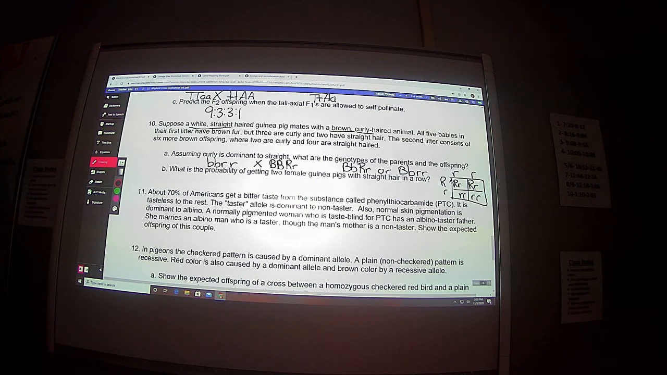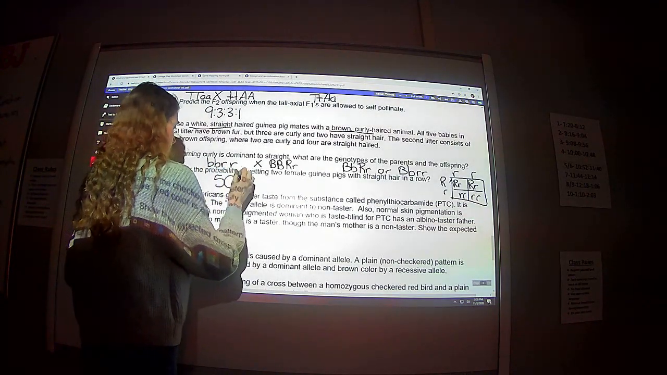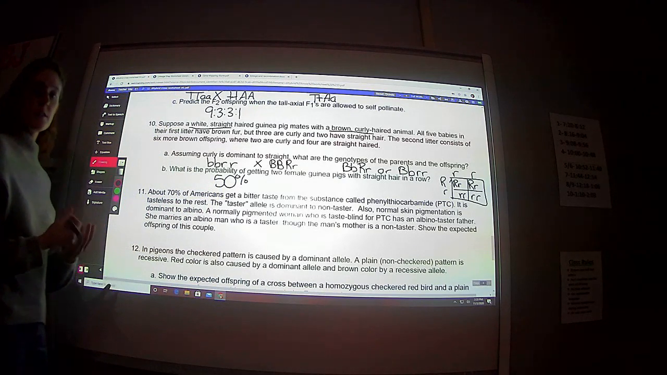So the probability of getting 2 female guinea pigs with straight hair, you would have a 50% chance of it coming out straight, and a 50% chance of it being a girl because it is a male.